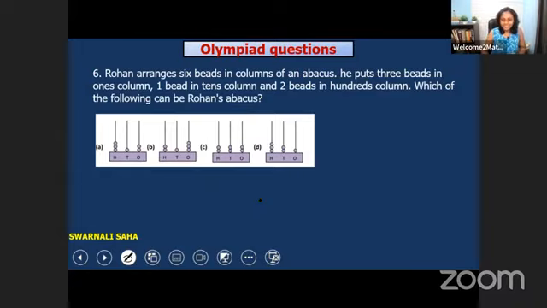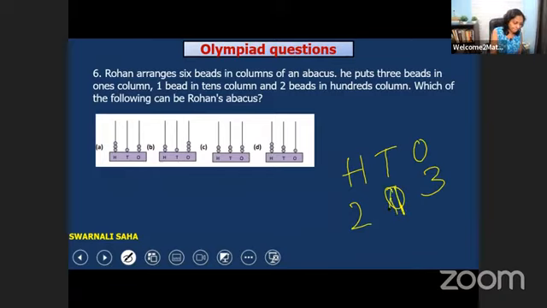Did you solve this? Which would be the answer? So let me explain this. You see, Rohan arranges 6 beads in columns of an abacus. And he puts 3 beads in ones column. That means in ones column, he put 3 beads, 1 bead in tens column, and in hundreds column, there are 2 beads. Okay, so that means it's 2, 1 and 3.